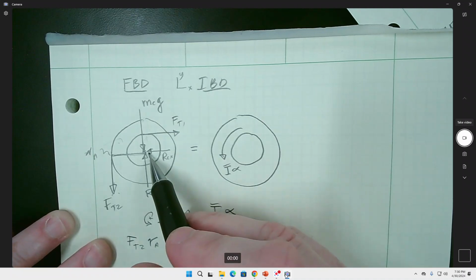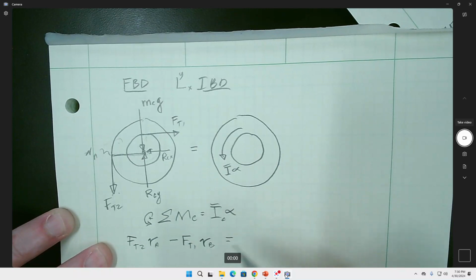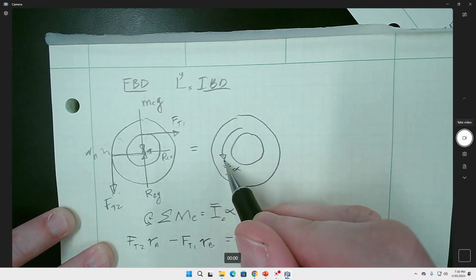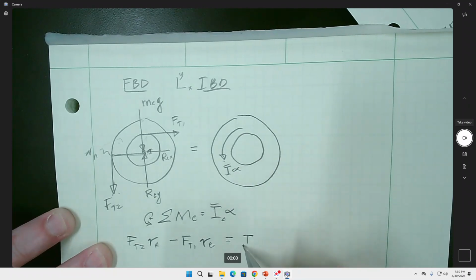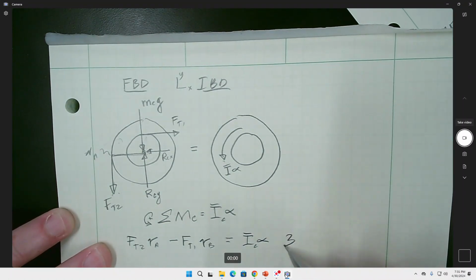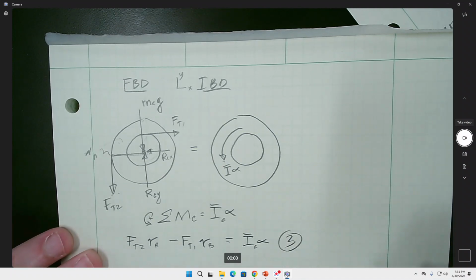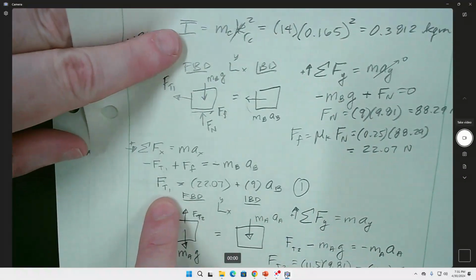None of these other things matter, these all go through the center about which we're taking moments. So we can come over to this side, and we can see that it's positive, excuse me, counterclockwise is positive, a positive I alpha. So this is equation 3. I didn't put numbers into there yet. I could go ahead and do it because I have equation 1 up.